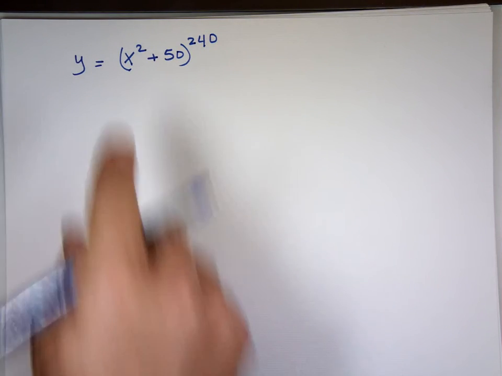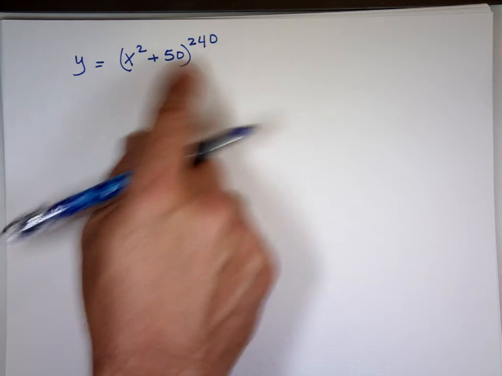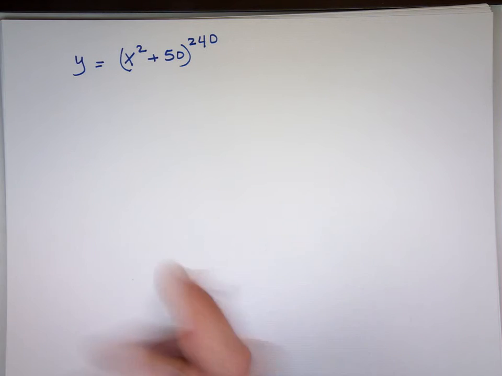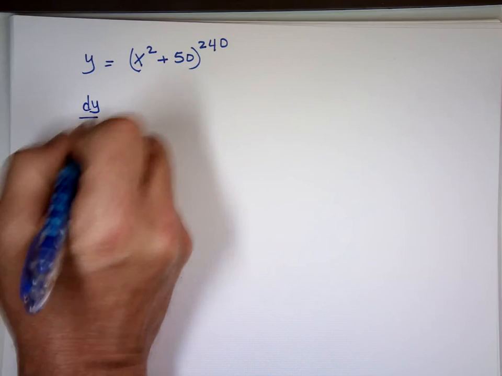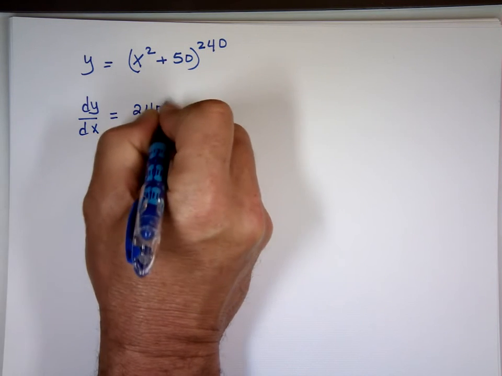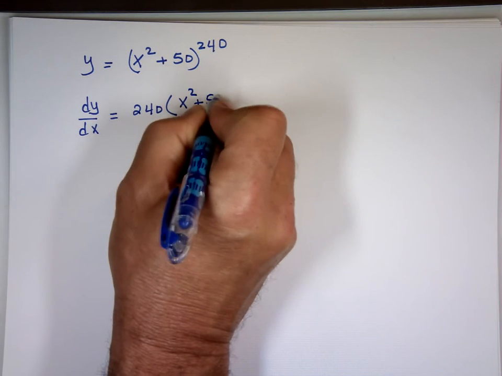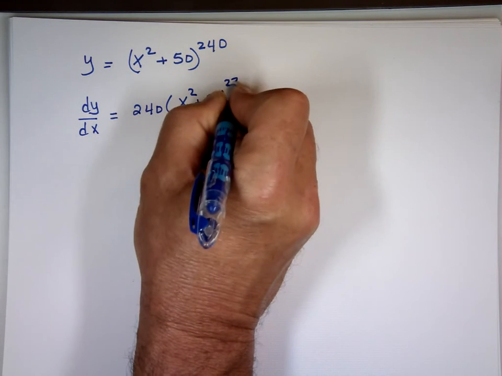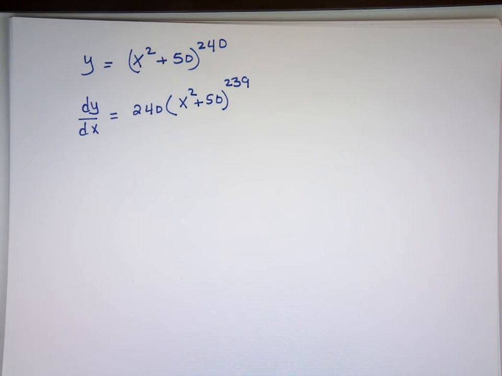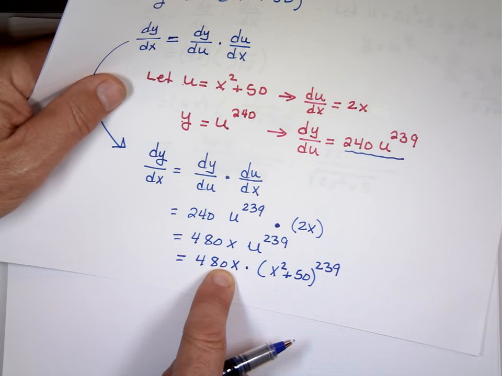If this was x to the 240, how would you take the derivative? 240 times x to the 239, right? We're still going to do the same thing. We're going to move the power to the front, multiply it by x squared plus 50 to the power of what? Subtract 1 from the power. But that's not the same answer. Got a portion of it. Something is missing.